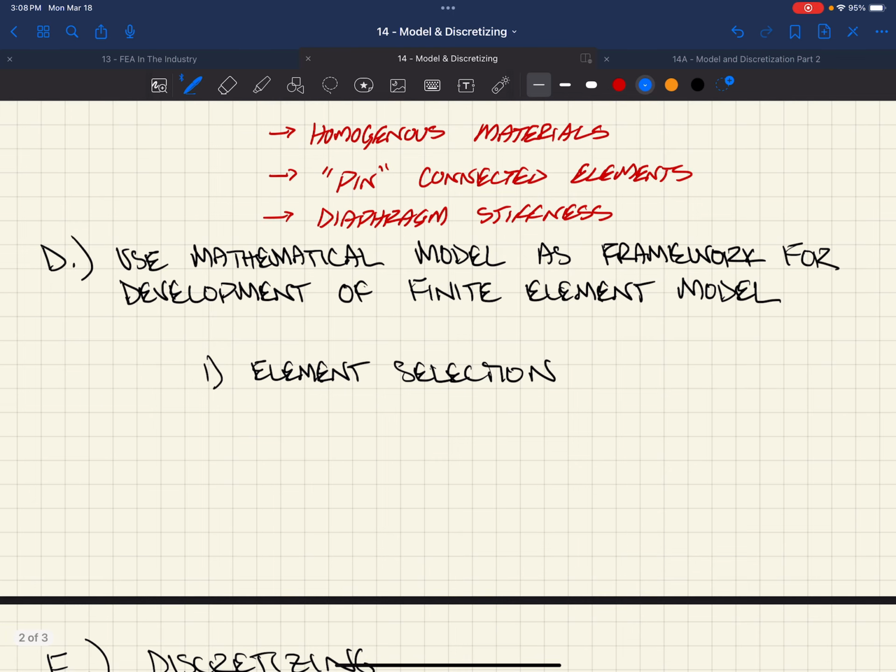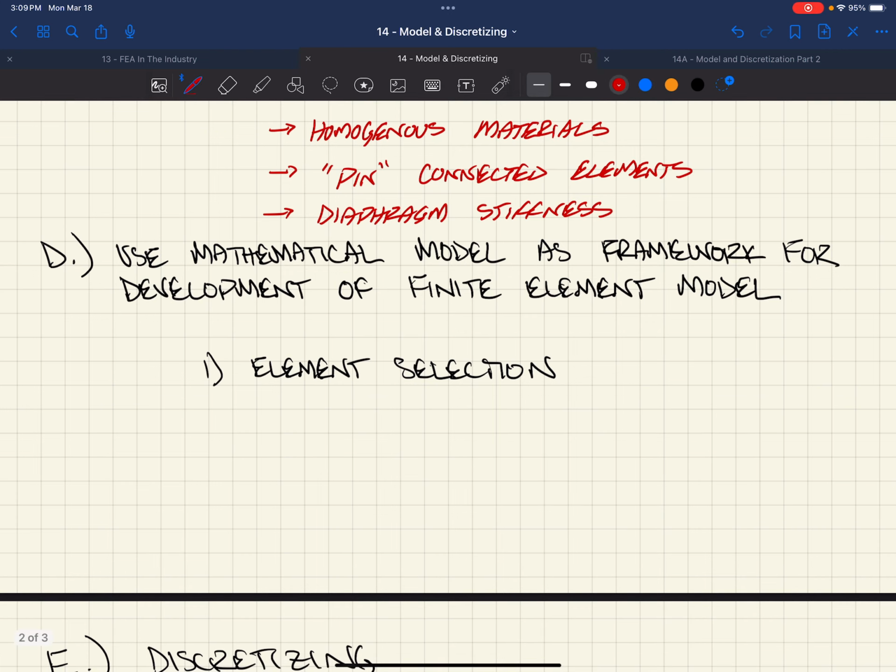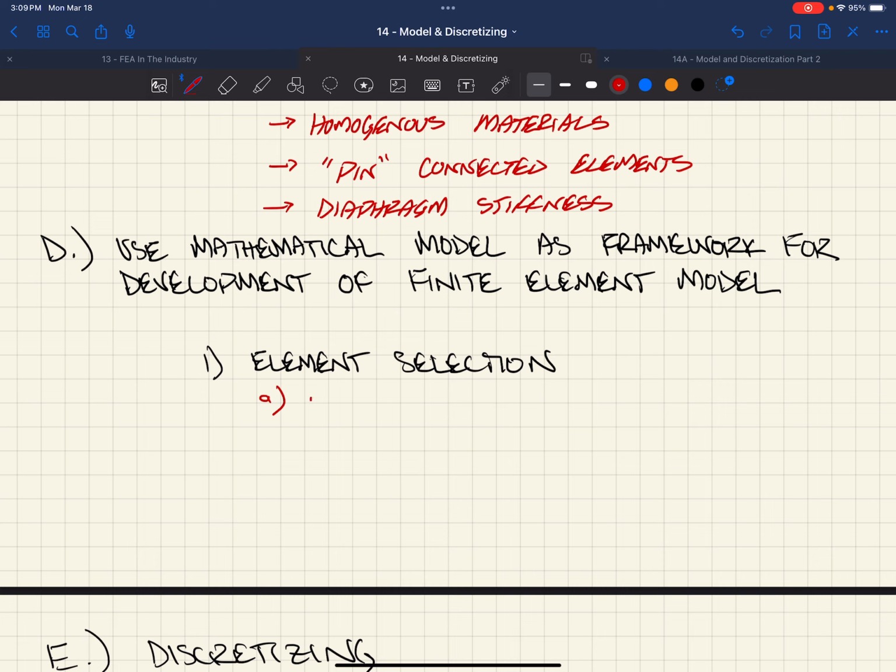So we use our mathematical model as a framework for development of the finite element model. When we go to select elements, we need to decide. We need to match the element with the desired output or intent, right? And we've talked about this already today and last week.